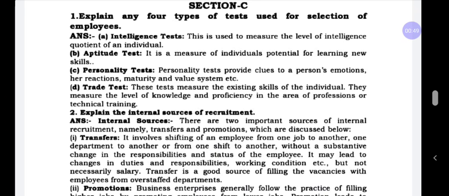Majorly we have 4 kinds of tests. First one, intelligence test. Second one, aptitude test. Third one, personality test. Fourth one, trade test. First one, intelligence test. We can call it IQ. That means IQ level is very important for each and every person.